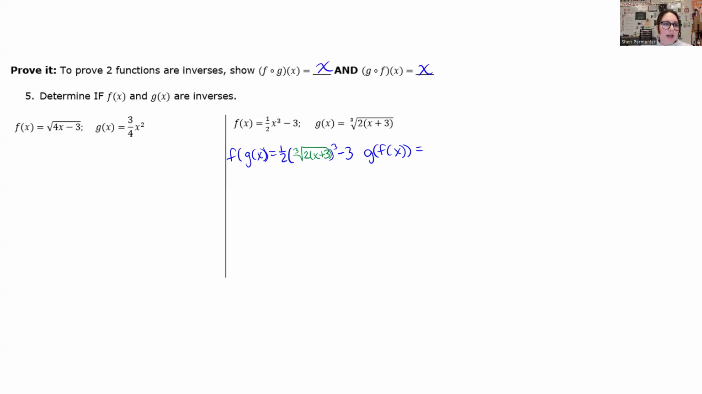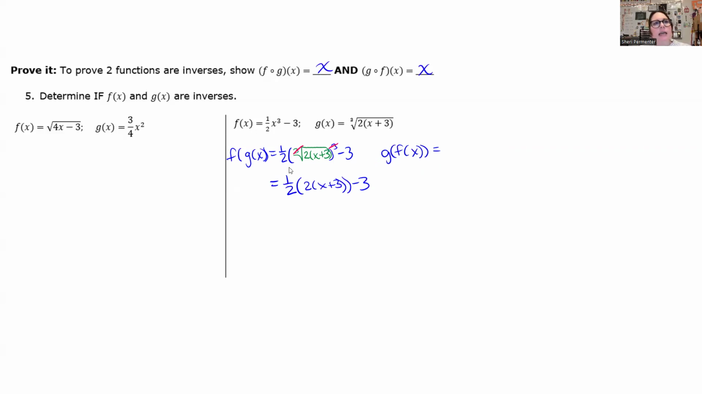Now I'm going to see if anything starts to cancel. What I notice first is that I'm taking the cube root and I'm raising it to the third power. These are inverse operations, so they cancel. So I'm going to rewrite without those operations anymore. So I still have 1/2, now I have 2x plus 3 minus 3.